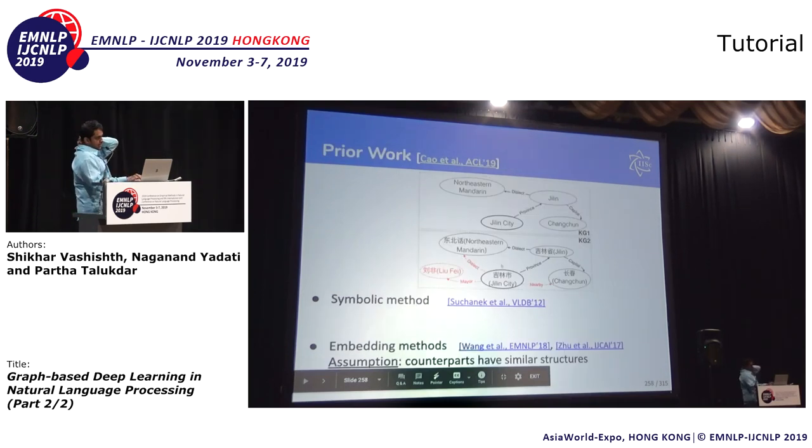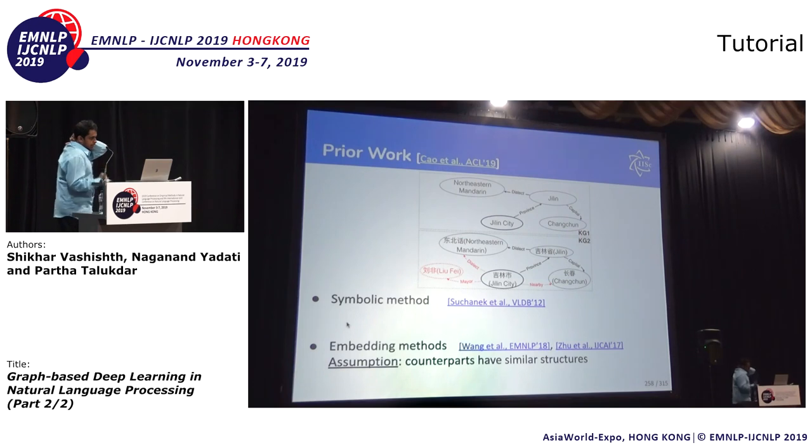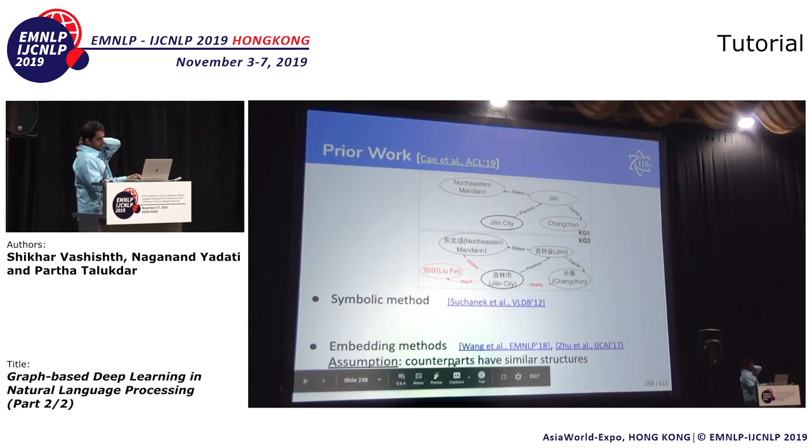Now what prior work has done on this problem is that, in this VLDB 12 paper, they looked at a symbolic based method for this entity alignment problem. And very recently, EMNLP 18, IJCAI 17, research has shifted to embedding based methods. But the main assumption of these embedding-based methods is that the counterparts have similar structures.